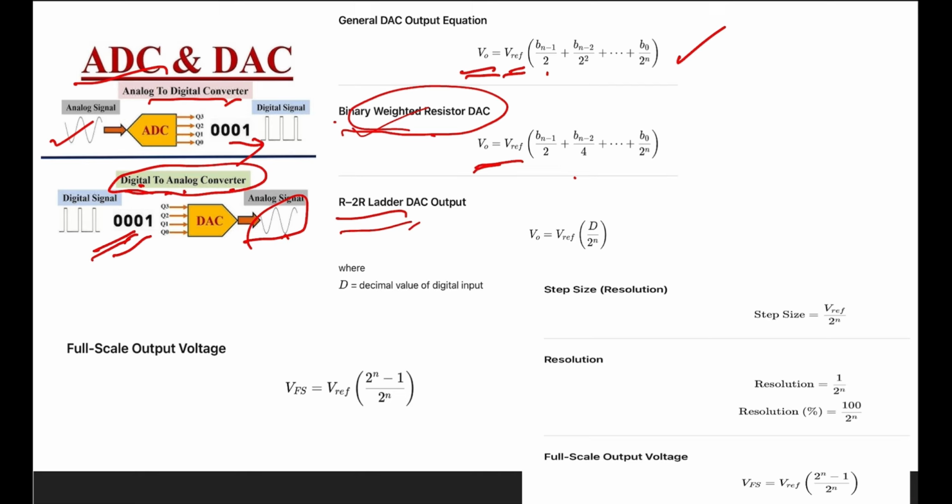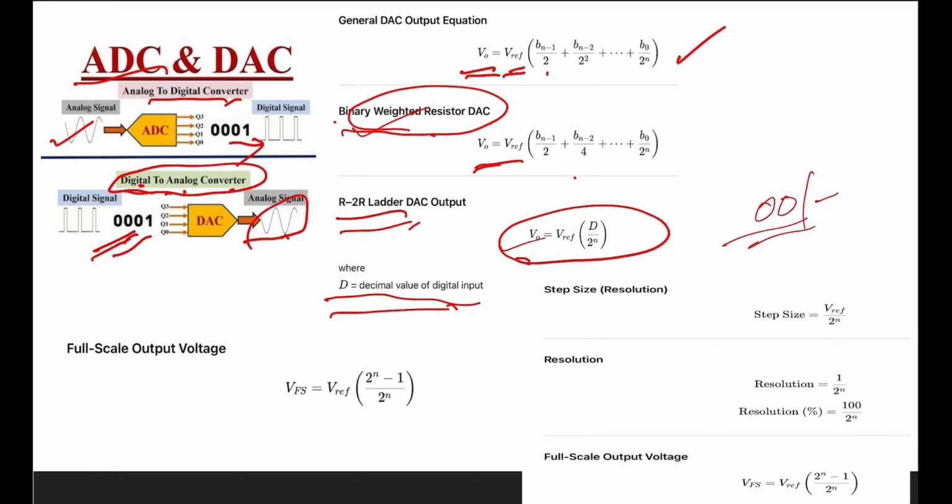For the case of an R-2R ladder type network, the same equation can also be used. V out equals V reference into D divided by 2 raised to n, where D refers to the digital value of the digital input. For example, 001 represents the digital value 1, so we put that in the place of D, and n represents the number of bits. So the output V out equals V reference into D by 2 raised to n.